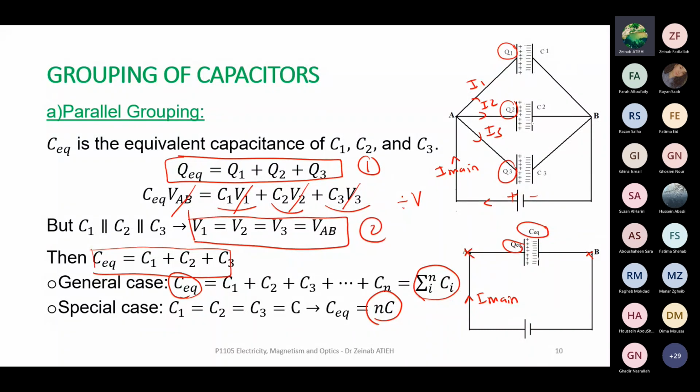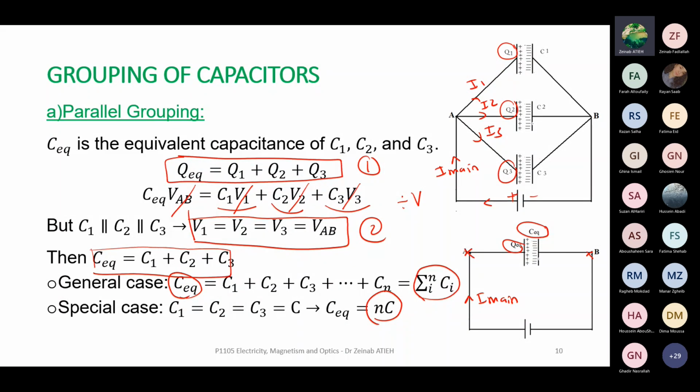They help us to solve, in addition to the relation that C equivalent is the sum of the C's. So we use these three equations, not only C equivalent equals C1 plus C2 plus C3. Sometimes we need to know that Q equivalent equals Q1 plus Q2 plus Q3, and the V's are equal. So we have to keep in mind these three relations. We may need them.